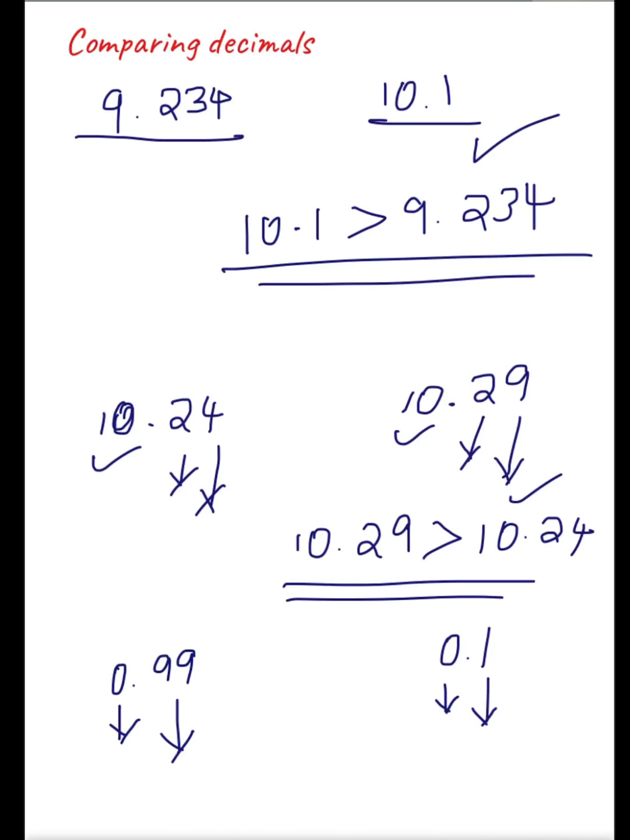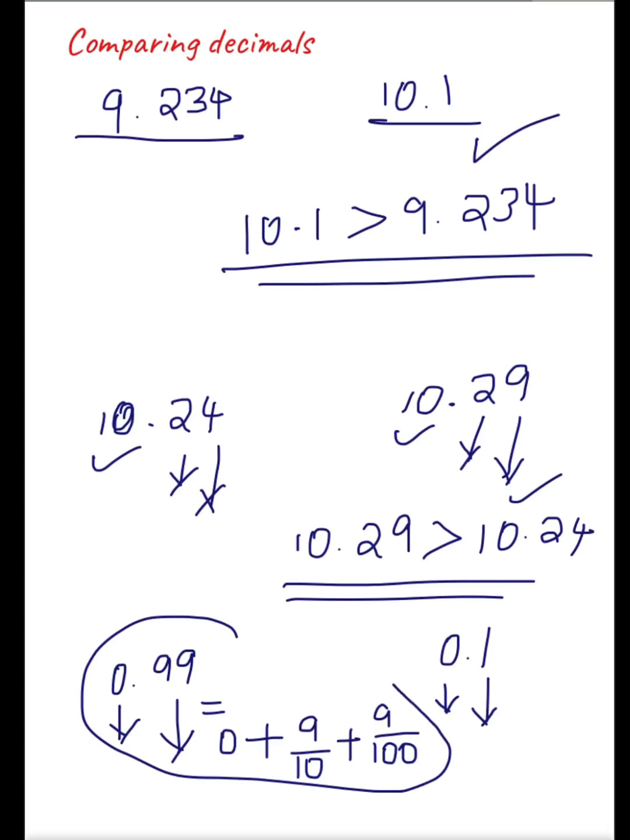Or you can write it in this way. 0.99 means what? How will you write it? You can write it as the whole number part is 0, so 0 plus, in the 10th place it is 9, so 9 by 10, plus in the 100th place also 9, so 9 by 100. Okay, in this way you can write. What about 0.1? How will you write that? 0 plus, in the 10th place you have got 1, so 1 by 10, plus in the 100th place there is nothing. Nothing means you can simply write it as 0. So 0 by 100. Okay, so by comparing these two, what will you get?